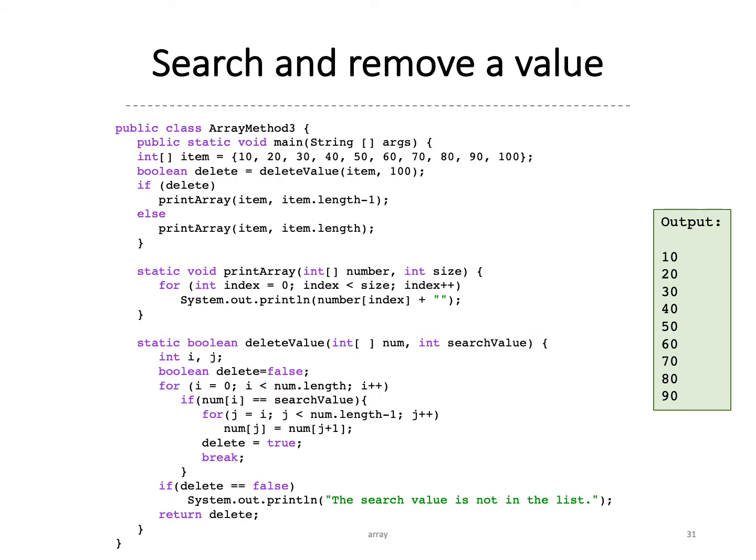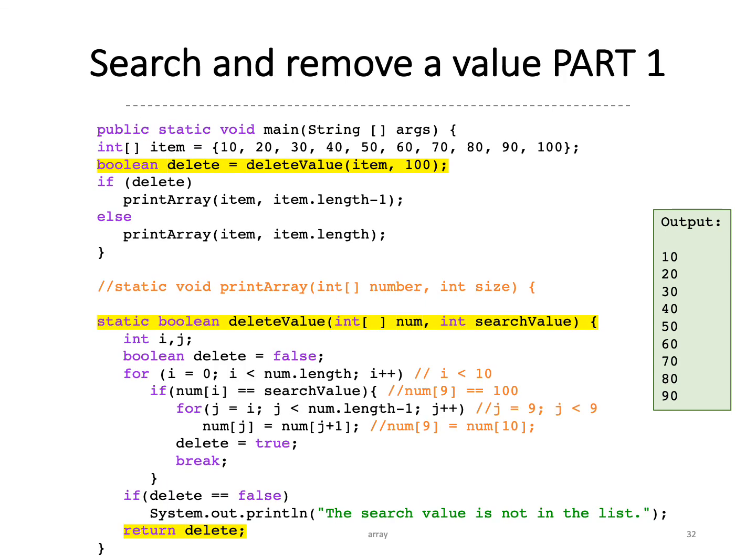What if we want to remove a value from the array? Here we have a class called ArrayMethod3. It has two methods called printArray and deleteValue. In deleteValue method, the return type is boolean, meaning that it can either be true or false. It takes in two parameters, which are an array type int and an integer as the search value.